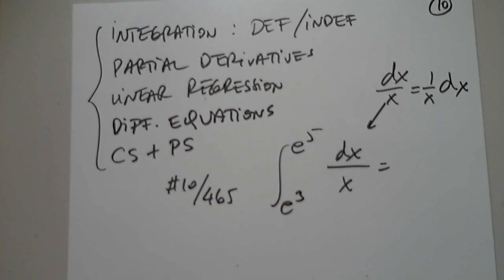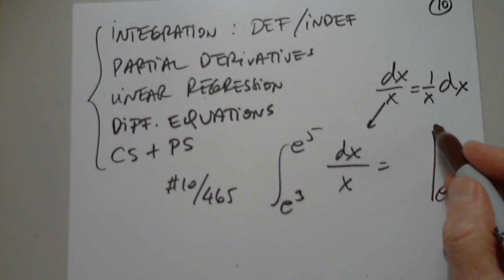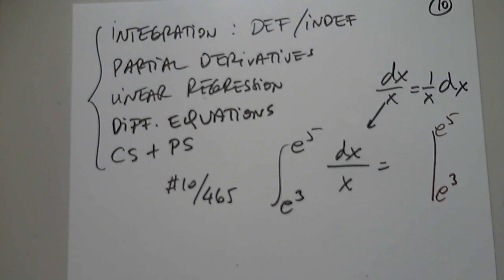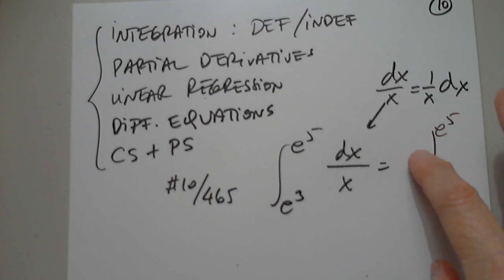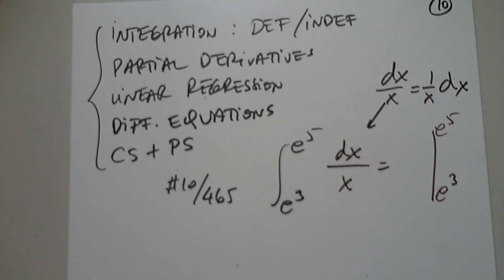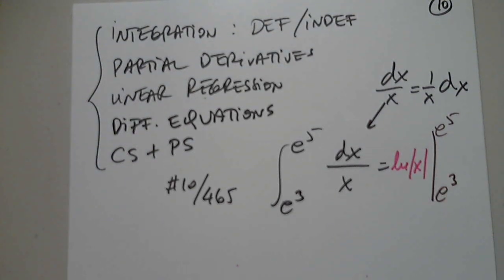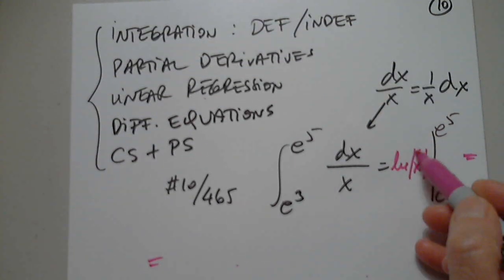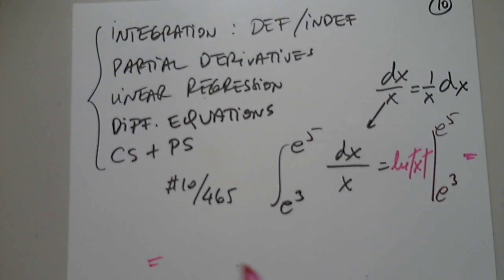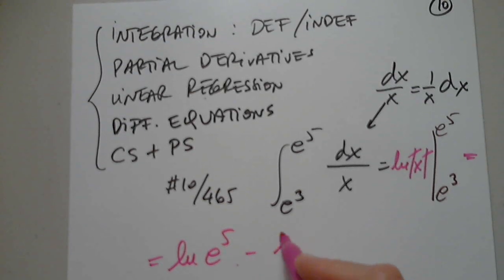And based on that, I will plug in e to the fifth first, and then minus when I plug in e to the third. But we have to remember which function we differentiate to get 1 over x. Natural log. Excellent. Yes, but don't forget the absolute value. Awesome. So then I plug in e to the fifth, and now I can drop the absolute value, but initially I have to put it in. Natural log of e to the fifth minus natural log of e to the third.